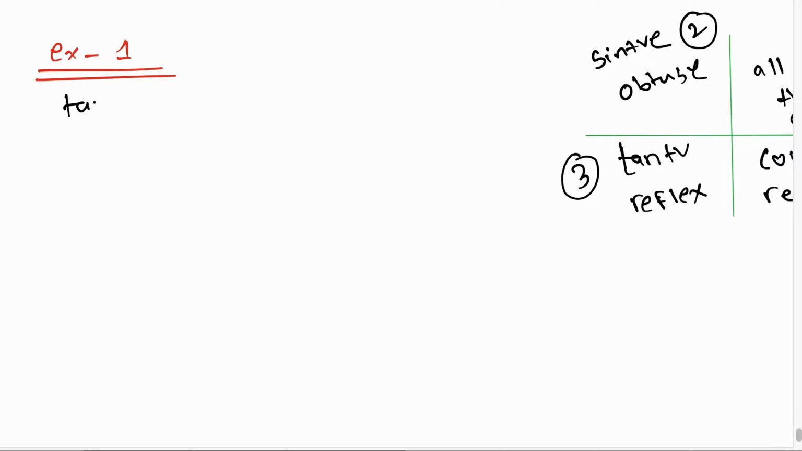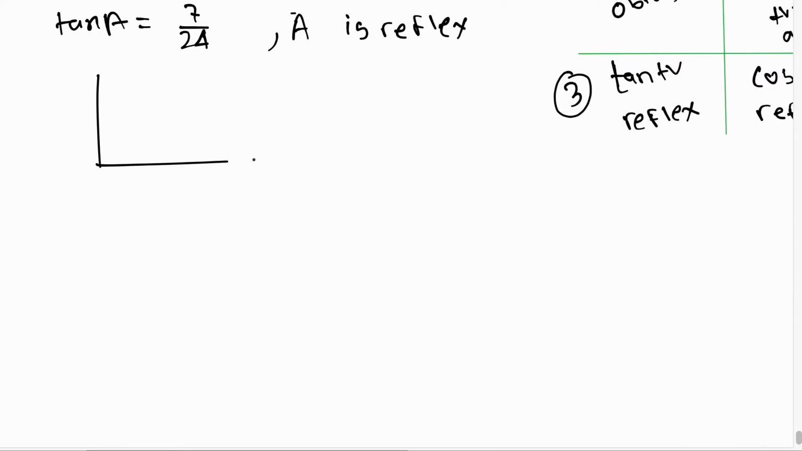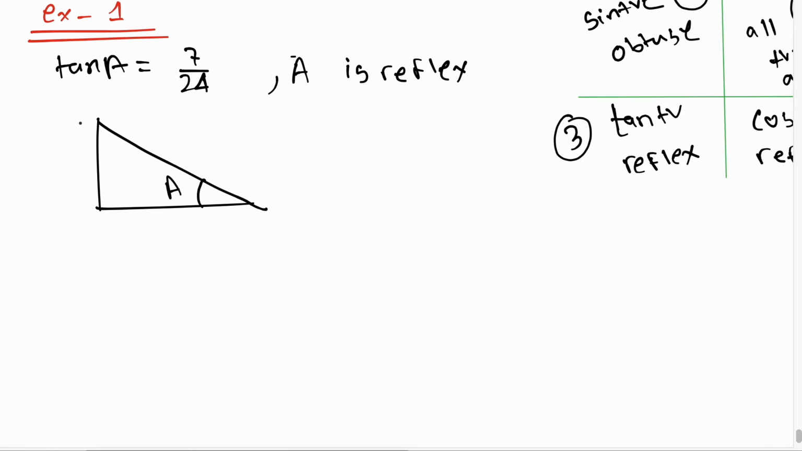Number 1, tan A is equal to 7 by 24, let's say, and A is reflex. Okay, A is reflex. Now let's draw a triangle. Okay, this is the A, then tan means opposite by adjacent, 7 by 24, and this will be 24 square plus 7 square, that means 25. Now tan A is equal to 7 by 24 and A is reflex.